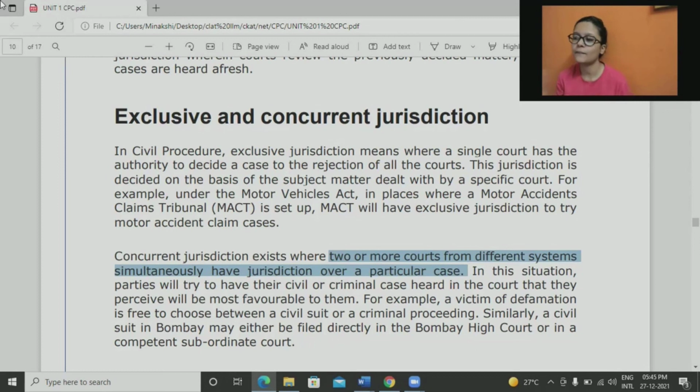Like I said, Bombay High Court and a subordinate court in Bombay will have concurrent jurisdiction to take up a certain civil matter, because that is a peculiar thing about Bombay High Court, Calcutta High Court, and Madras High Court. So concurrent means two courts from two different levels having jurisdiction at the same time. Parties can decide which court they want to approach. This is clear, right? Yes, yes.